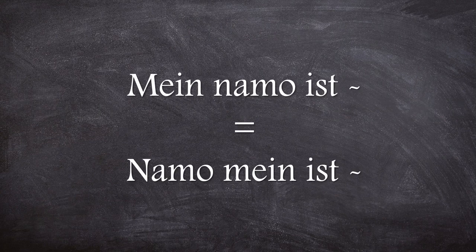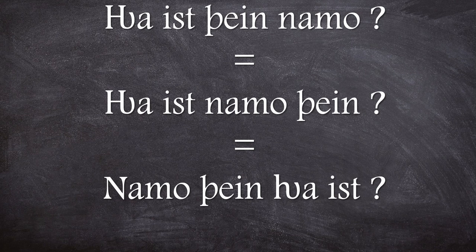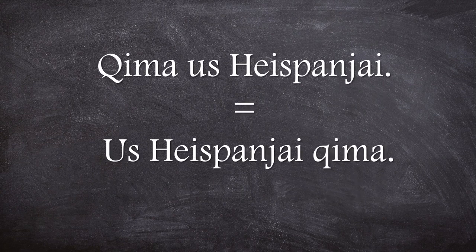Now for word order is free. So min namo east or namo min east can either be used. Here's some more examples. Hua east thin namo, or hua east namo thin, or namo thin hua east. And some more. Quima us Hispanie, or us Hispanie quima.